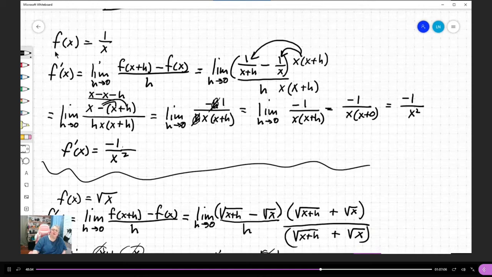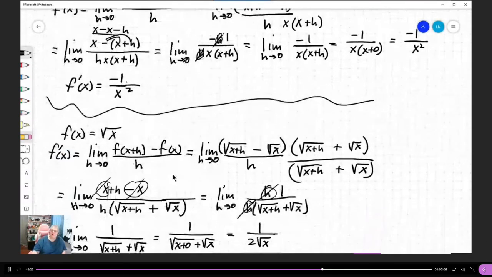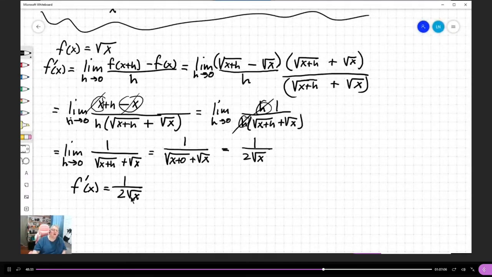1 over x, right? We started with 1 over x. We went through the whole limit definition and discovered that the derivative of 1 over x is negative 1 over x squared. That means now I know the derivative of that function. I don't have to go through that limit anymore. Same thing down here for the square root of x. I started with f of x is the square root of x and discovered through the process that the derivative is 1 over 2 square roots of x.